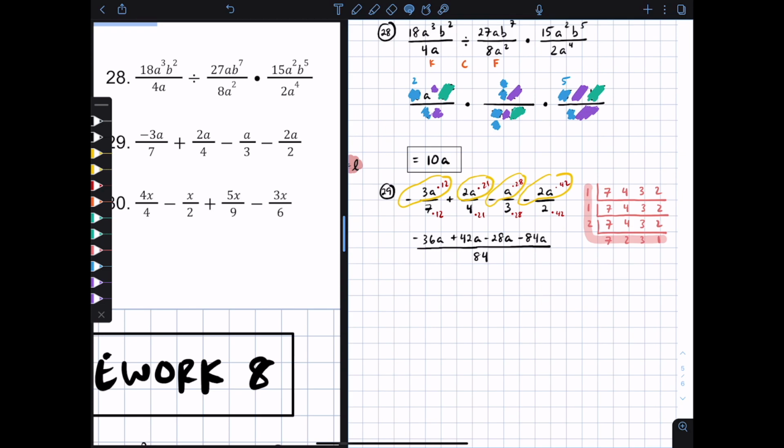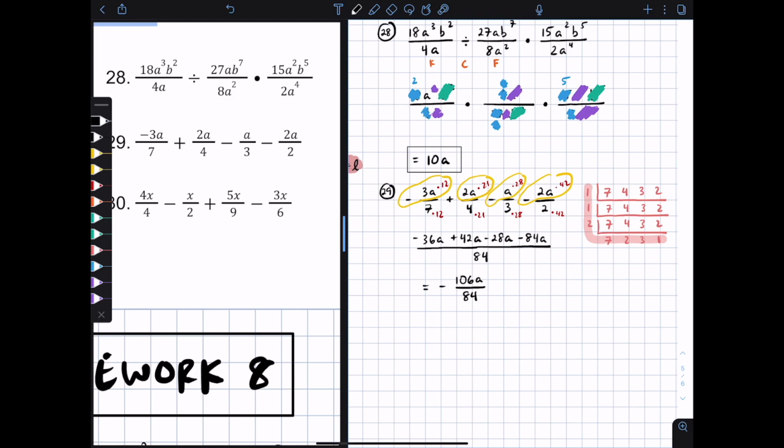So let's see here. The top all has a value, so negative 36 plus 42, that's just 42 minus 36, that should be 6. 6 minus 28, or 28 minus 6, that's negative 22. Negative 22 minus 84, I think that should be negative 106, if I'm not mistaken. Negative 106A over 84.